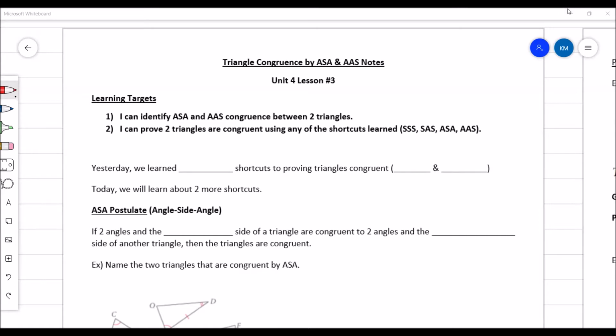Okay, so in yesterday's notes, we learned two shortcuts to proving triangles are congruent, and those shortcuts were the side, side, side postulate and the side, angle, side postulate. Today, we will learn about two more shortcuts.